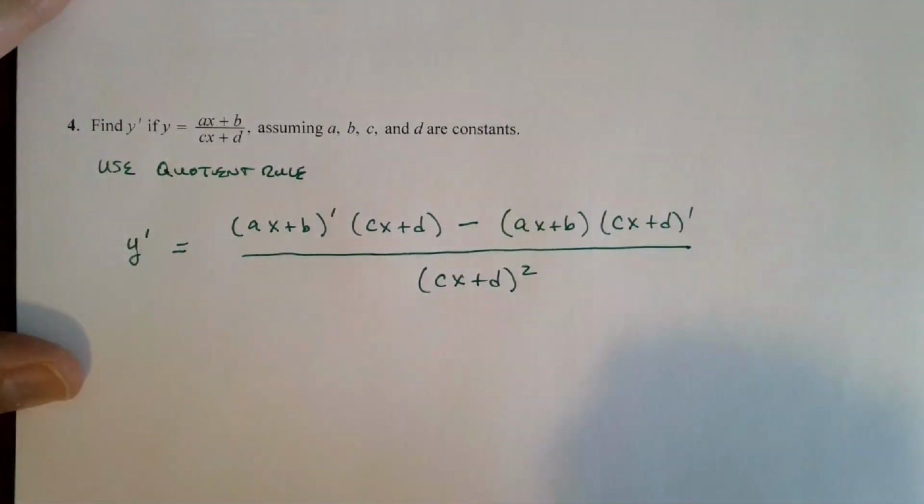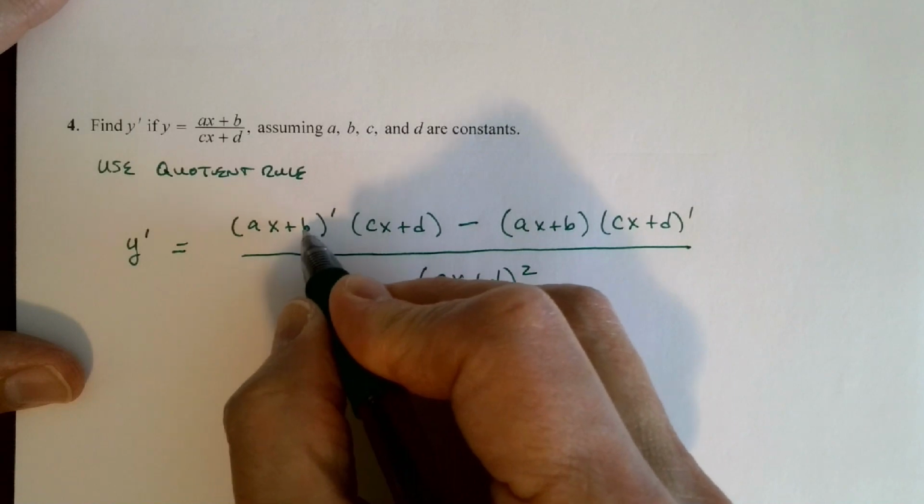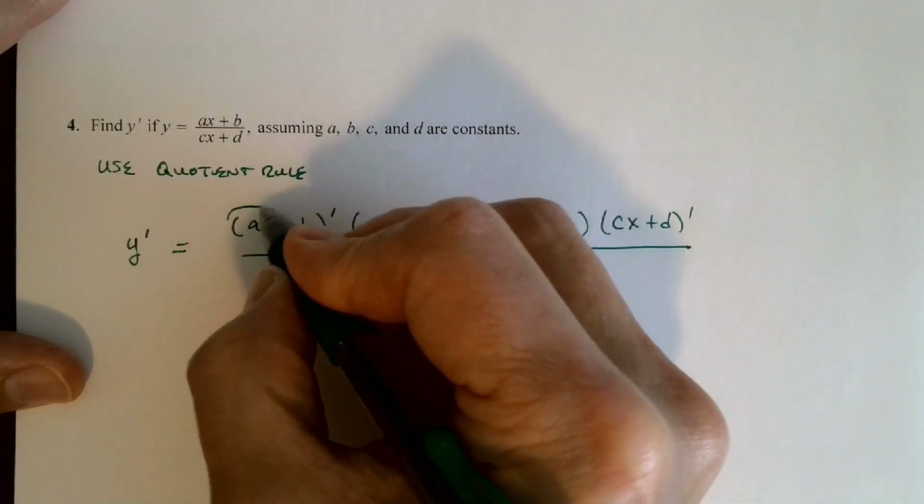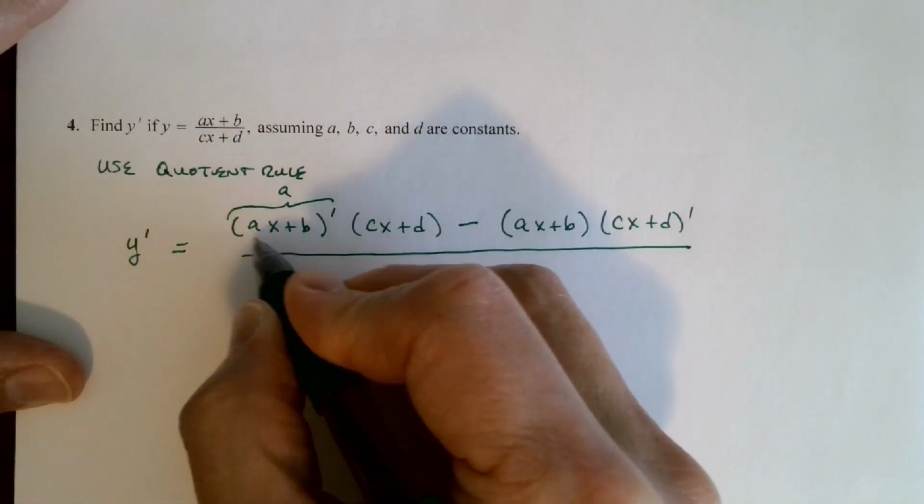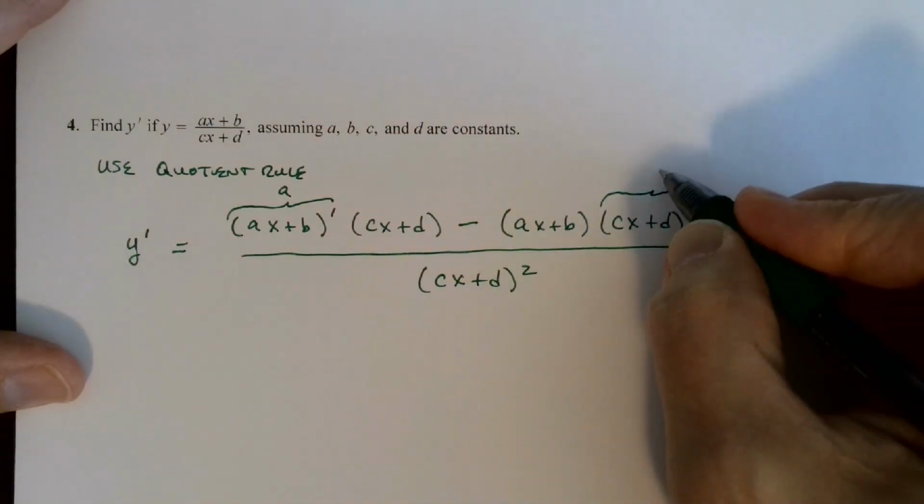squared. What's the derivative of ax plus b? Remember a and b are constants. The derivative of b, a constant, is 0. A times x, the derivative is what? A. Equal to a, right? So it's just a line of slope a. Over here, the derivative of cx plus d is going to be c.